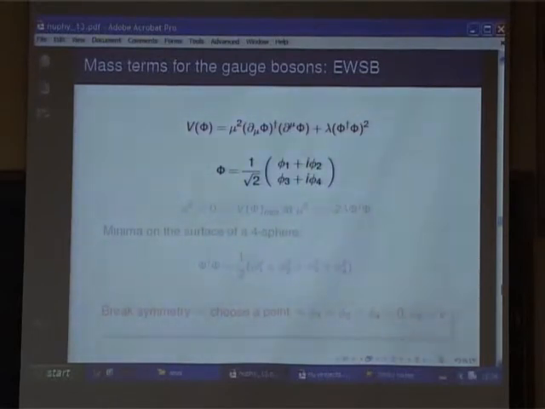So this electroweak symmetry breaking mechanism, or the Higgs mechanism, is basically what is able to give you masses. For that, one has to start with the potential for the Higgs. The idea is that the potential for the Higgs is such that the vacuum is not symmetric. So this is the potential that is given: mu squared phi dagger phi.